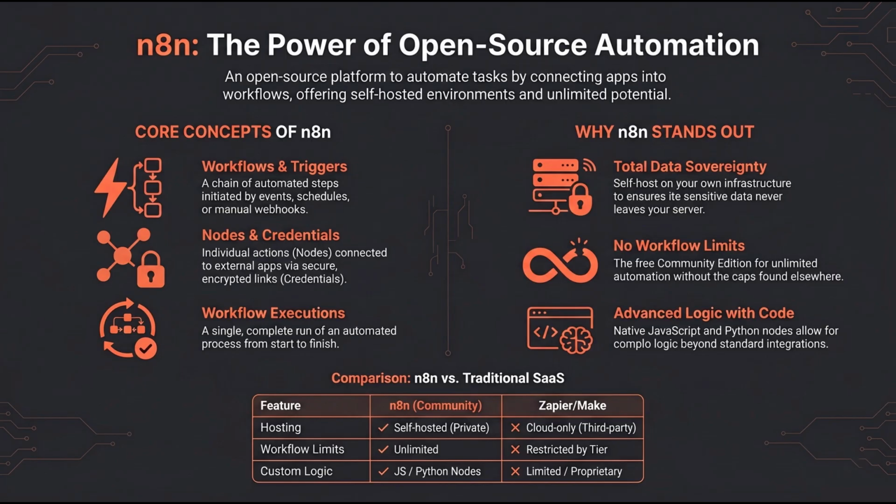So n8n is an automation platform. Its job is to connect apps together and automate repetitive tasks without you having to write complex code every single time. Think of it like this: instead of manually copying data from one place to another, or logging into five different tools or systems to do one task, we build a workflow that automates those tasks. Okay, so that is the main purpose of n8n. Now let's look at where all of that happens.